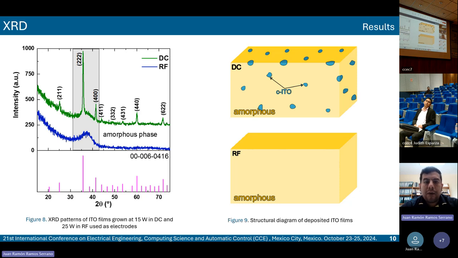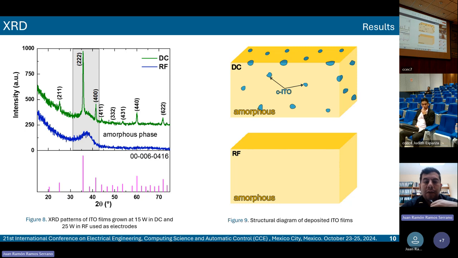The RF deposited film only shows a broad peak related to an amorphous structure, while the film deposited by DC shows diffraction peaks corresponding to indium oxide with a crystalline structure. However, the film deposited by DC also shows the broad peak related to the amorphous phase. This indicates that the film structure consists of a fraction of crystalline phase material embedded in an amorphous phase matrix.